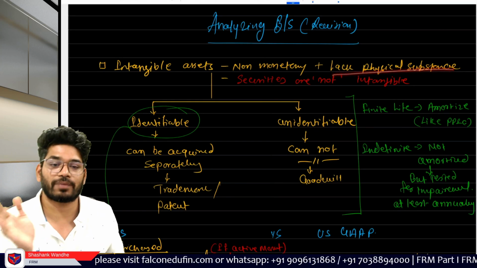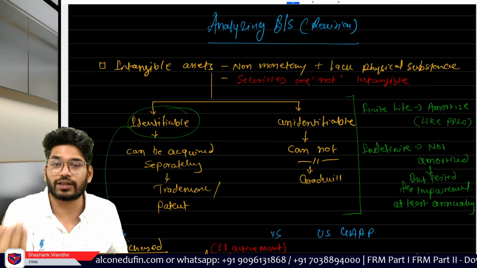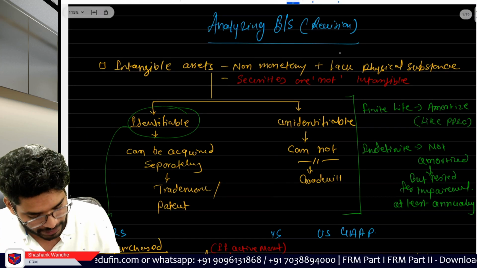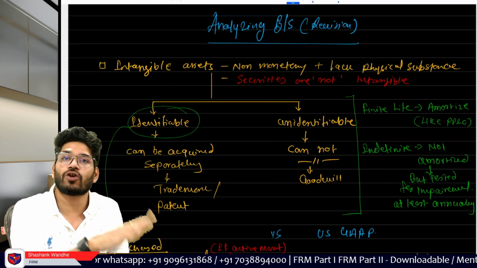So we have tangible and intangible. Tangible simply means you can touch and feel. Intangible means you can't touch. This means the lack of physical substance. So this is a very important property. And also non-monetary. The asset should be non-monetary.